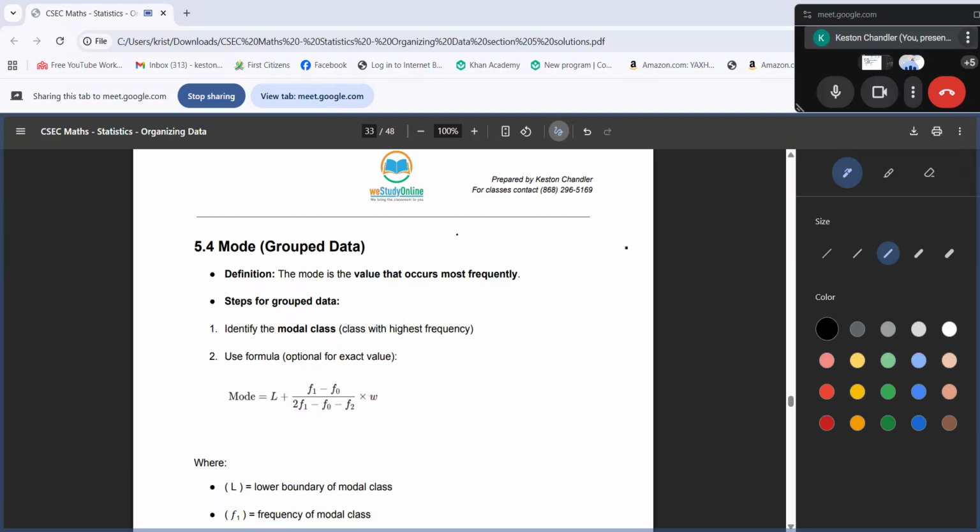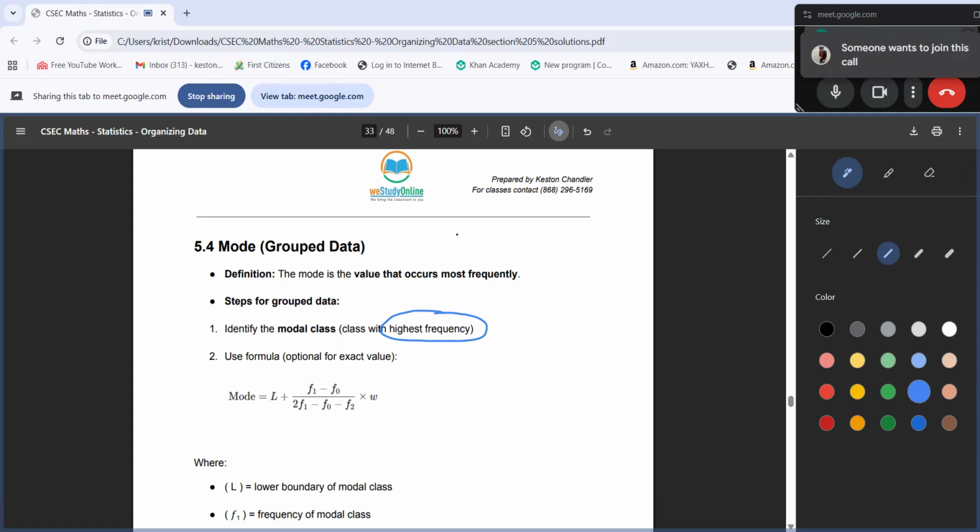All right, so it's talking about the mode for group data. We know that the mode is the most frequently occurring value. The difference here with group data is we're going to have to identify what we refer to as the modal class. Remember, for group data, we're going to have a table where we have the different class intervals and the frequency of each interval. Now, we need to identify which class is the modal class. The modal class is usually the class with the greatest or highest frequency.